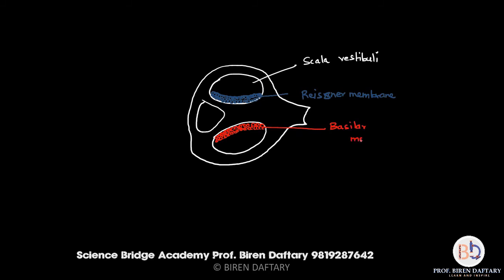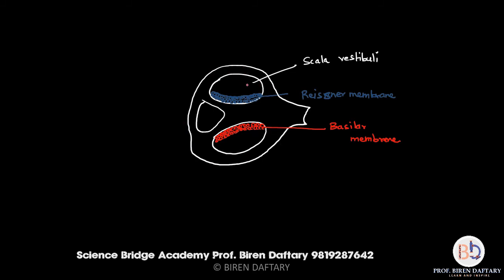If you have difficulties remembering which membrane is at the top, I myself remember it using this method. Basilar is somewhat similar to basal, and basal means towards the lower side or at the base. So I always think of it like this: the basilar membrane is present down and the Reissner's membrane is present on the upper side. Now this entire structure, the cross section of the cochlea, is called the bony labyrinth.